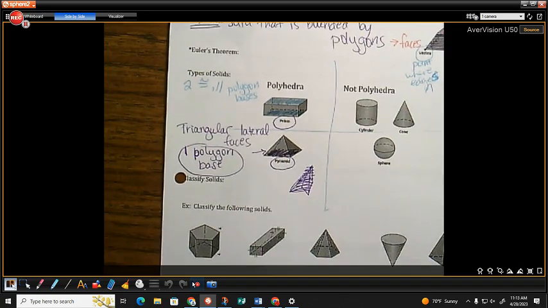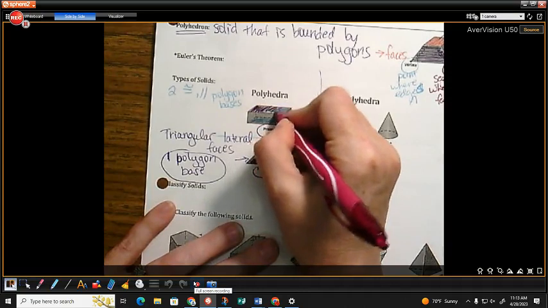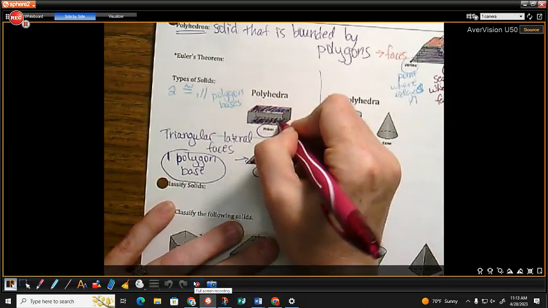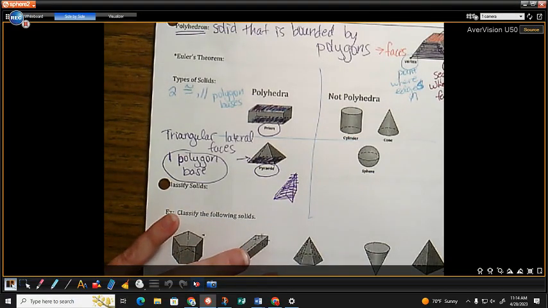And I tried to color it in, that didn't show it very well. Let's see if this color shows up better. That's a little bit better. Okay? So I've got my bases. They have to be congruent and parallel. So if I tell you it's a prism, you've got to find the two faces that are parallel and congruent to know which ones are the bases.